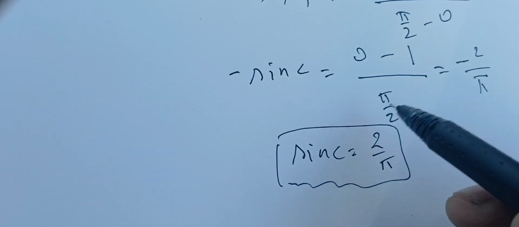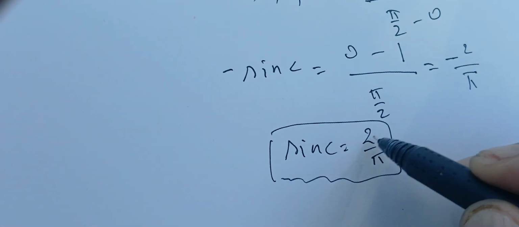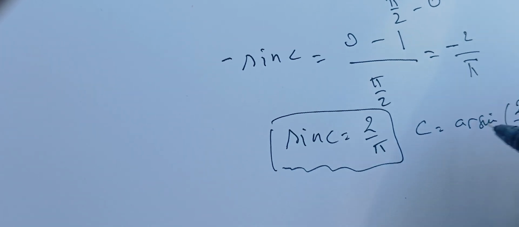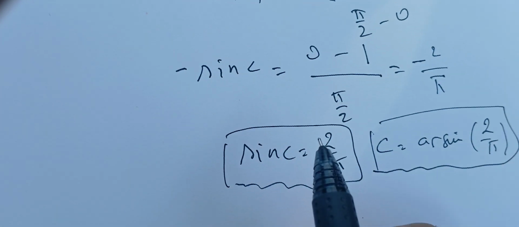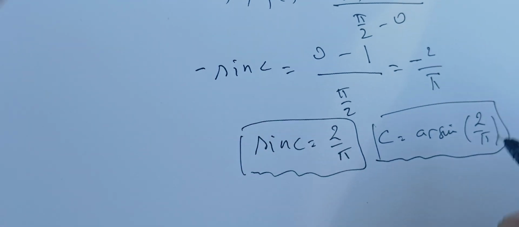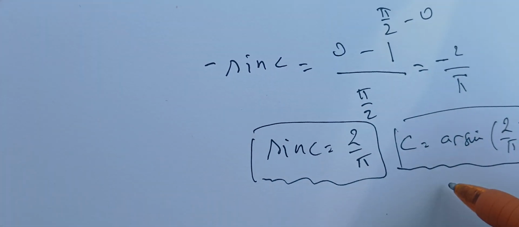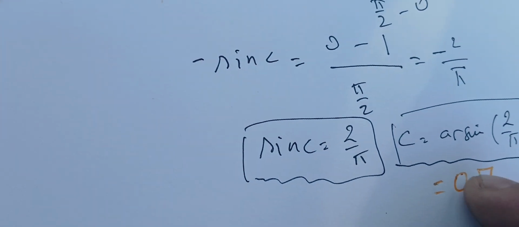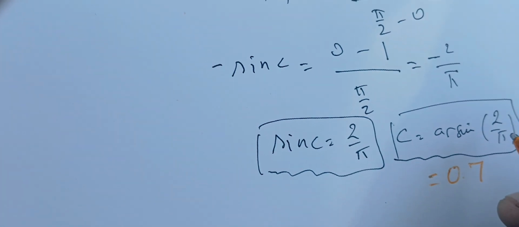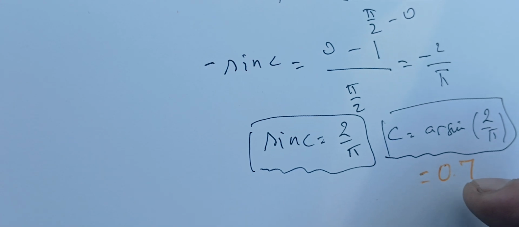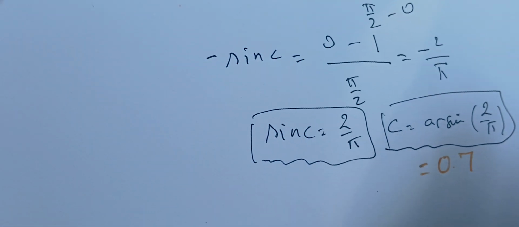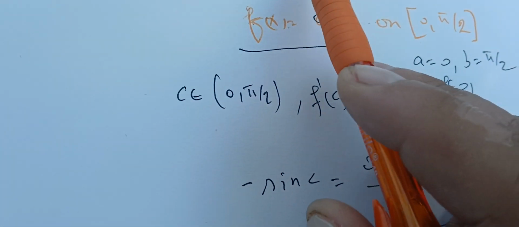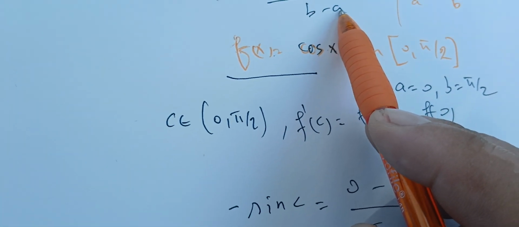Now to get our c, we can solve. Here 2 over pi is less than 1, so c is the arcsine of 2 over pi. This is approximately 0.7 in radians. So now f prime of c gives us f of b minus f of a over b minus a.